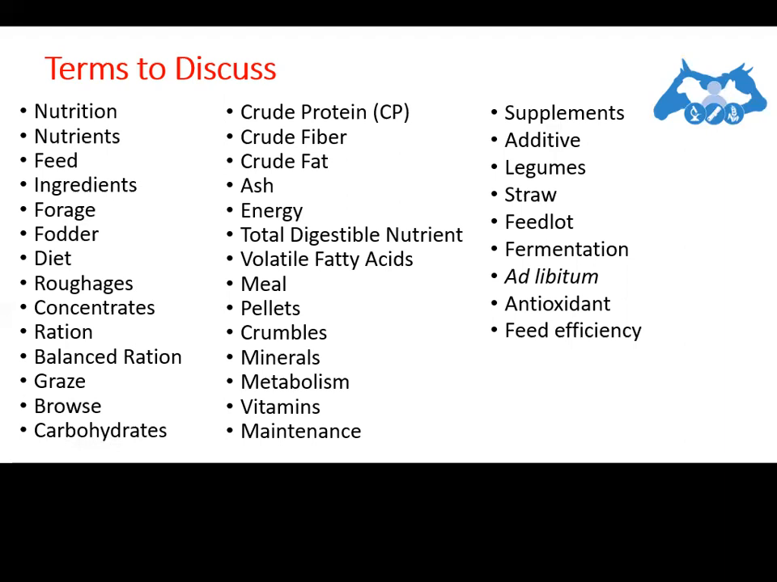Very important term, minerals, the inorganic elements of animals and plants which are determined by burning of organic matter. These include macro and micro minerals. Macro minerals are calcium, phosphorus, sodium, chloride, potassium, sulfur, magnesium. And micro minerals are iron, copper, manganese, zinc, selenium, cobalt, and iodine, etc.